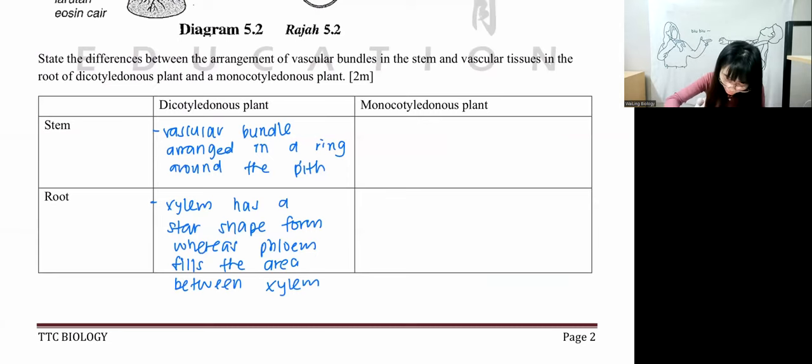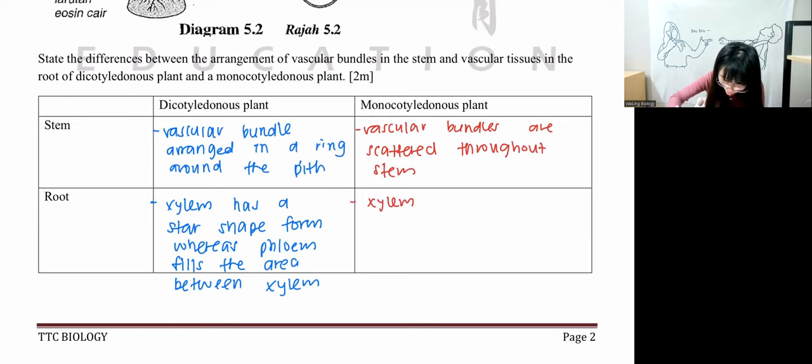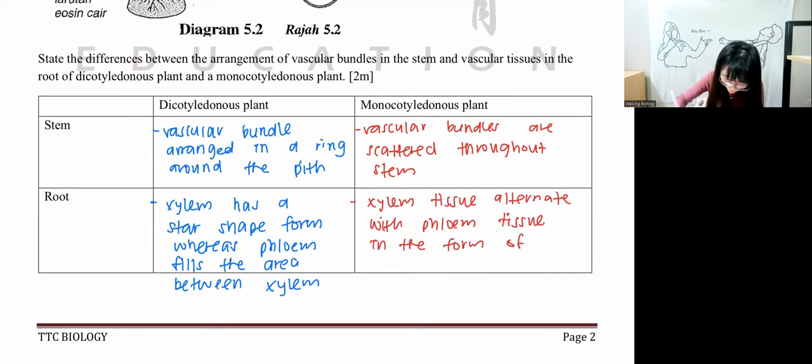So for monocot, we can say vascular bundles are scattered throughout the stem. Xylem tissue alternates with phloem tissue in the form of a ring.